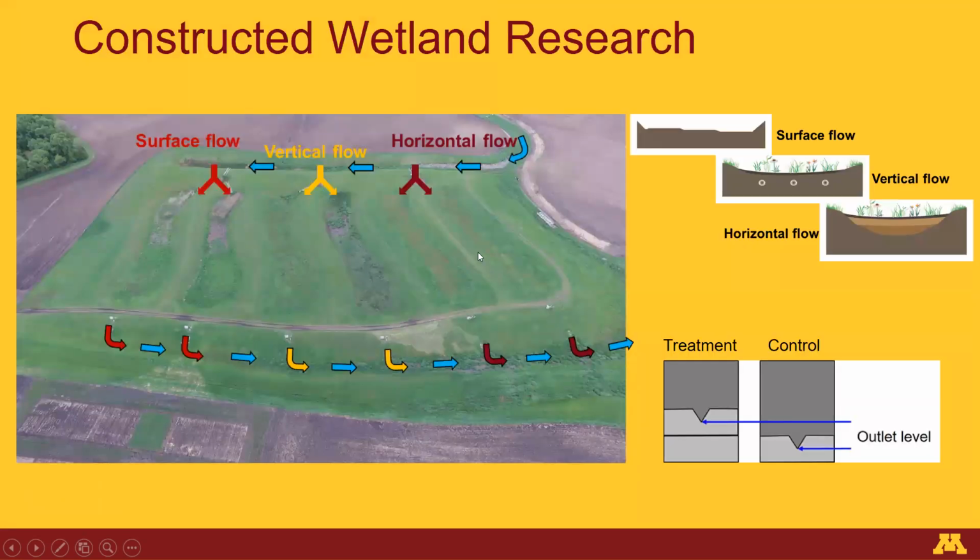Our constructed wetland research that we're depicting here shows our constructed wetland site. It's about 10 acres in size. Each one of the wetland cells, there are 6 of them here, is about a half an acre in size. We have a pair that are on the left side that are surface flow wetlands. The middle pair are vertical flow wetlands, and the ones on the right are our horizontal flow wetlands.